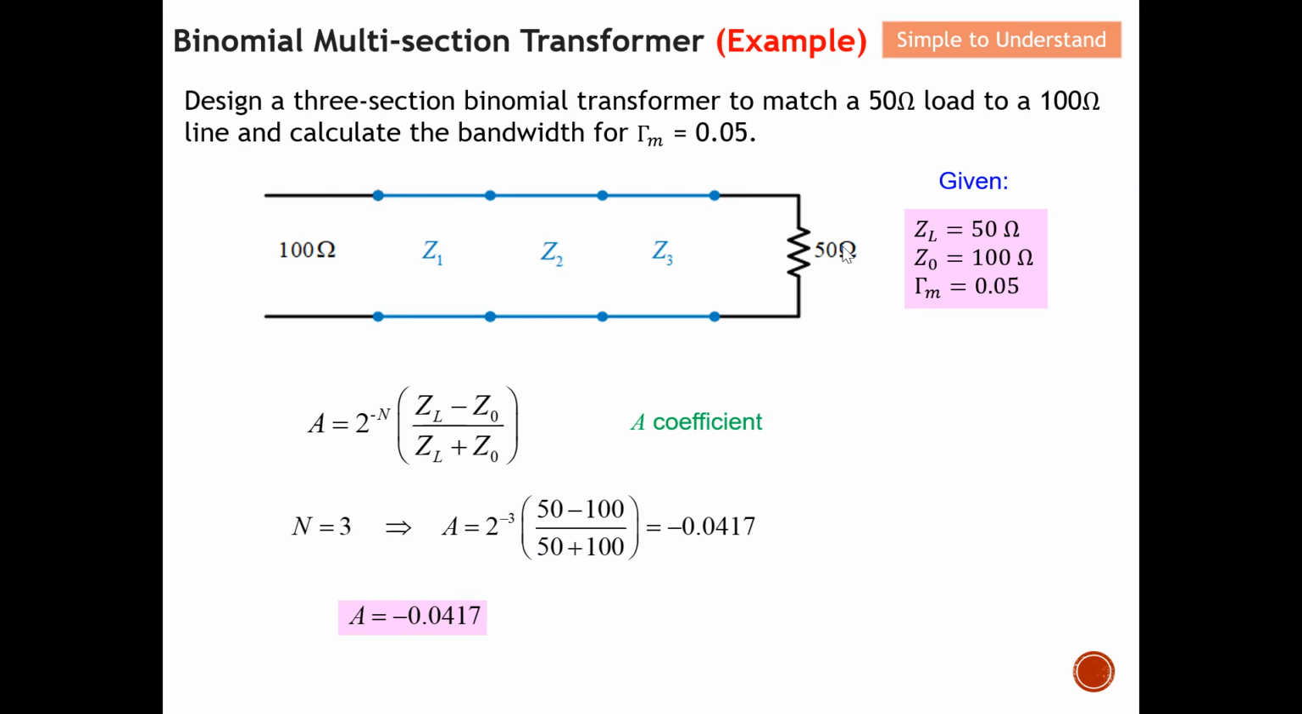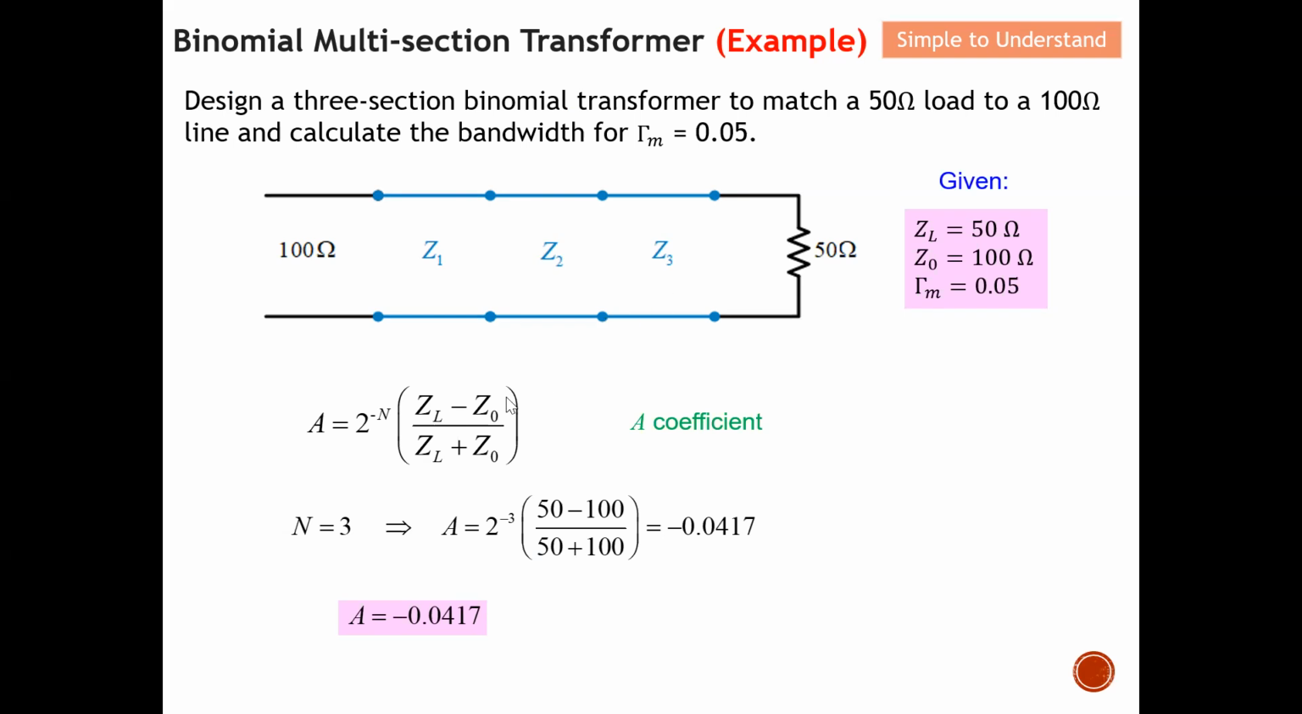You can see from here, this will be the load, 50 ohm. This will be the transmission line. N equals 3, so I have 1, 2, 3. I have this 3-section multi-section transformer using this binomial in order to achieve impedance transformation.